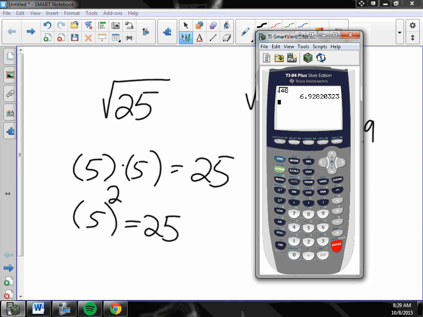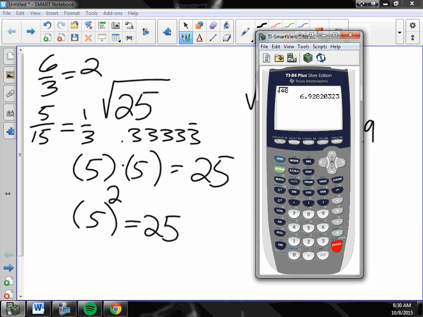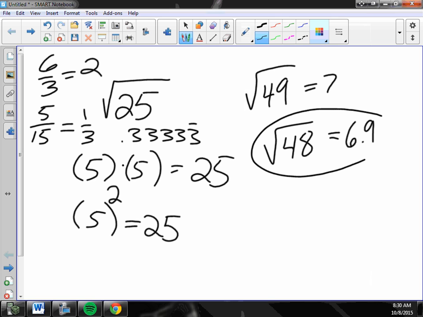Now, if I were simplifying fractions, and I were to simplify, say, 6/3, what does that equal? 2. If I were to simplify, say, 5/15, what does that equal? We can simplify it down to 1/3, or we could write out the decimal, which is 0.333. And the decimal is kind of hard to work with. We much prefer the fraction, right? So if I go back to the square root of 48, I could write this down, or I could simplify it.